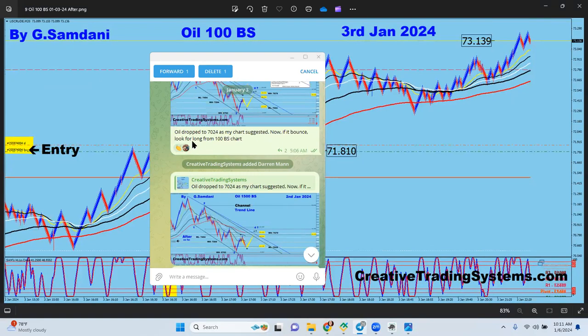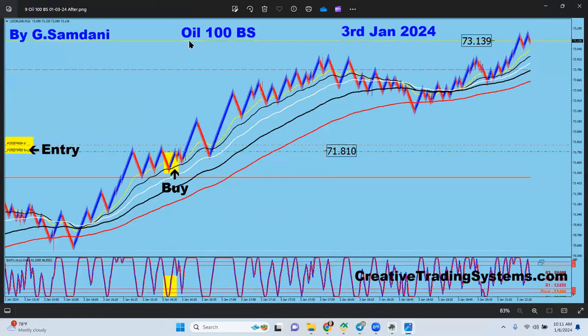Now, if it bounced, look for long from 100 BS chart. BS means brick size, box size, right? 100 box size chart. So you see this? This is oil, 100 box size. It started to go up, beautiful entry. This is entry and all these. And then it went up from 71.80 to 73.13. So this is how nice and clean it is with the plan.